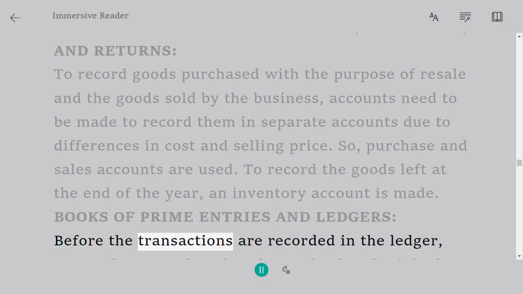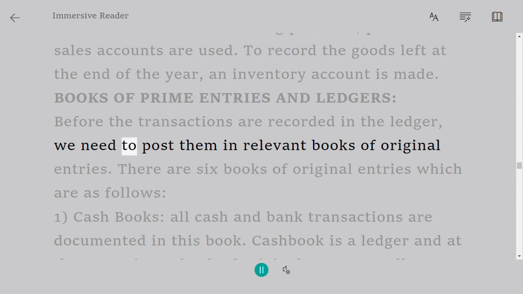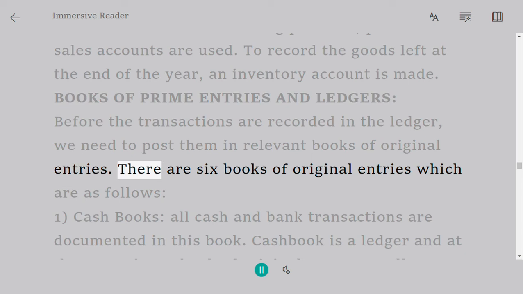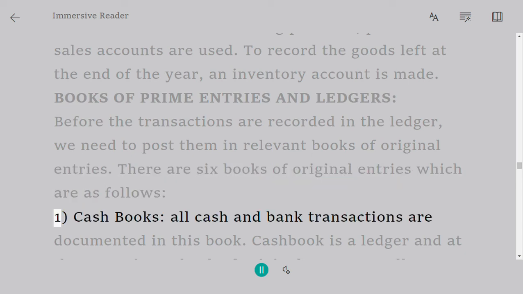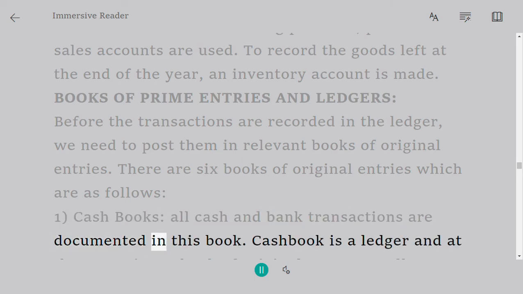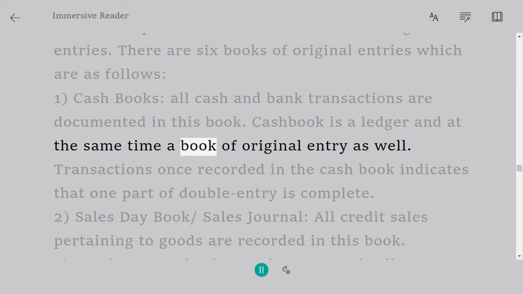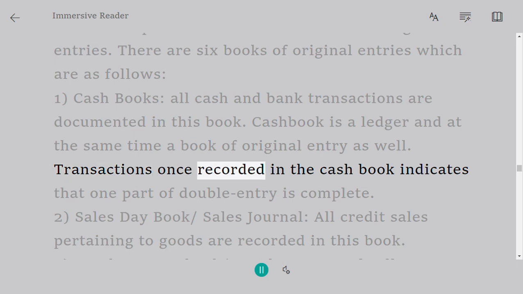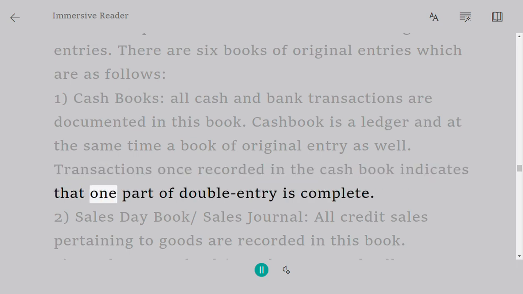Before the transactions are recorded in the ledger, we need to post them in the relevant books of original entries. There are 6 books of original entries, which are as follows. 1. Cash book. All cash and bank transactions are documented in this book. Cash book is a ledger and at the same time a book of original entry as well. Transactions once recorded in the cash book indicate that one part of double entry is complete.